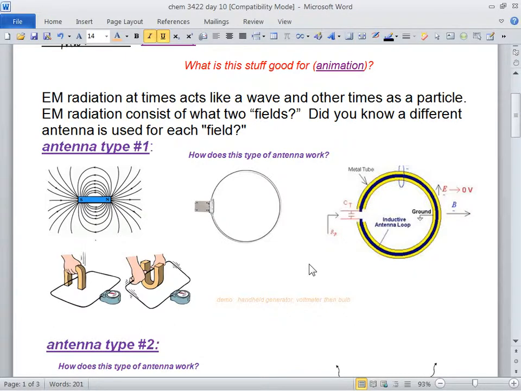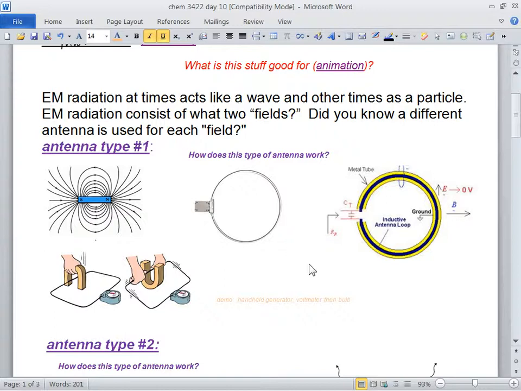Electromagnetic radiation at times acts like a wave, other times like a particle. But we're going to talk about the wave nature first. It actually consists of two fields. Robert, you remember what they are? All light consists of two fields. They're perpendicular to one another. One starts with an E, the other one starts with an M. Anybody remember? Two types of fields. Electric and magnetic are the two types of fields.